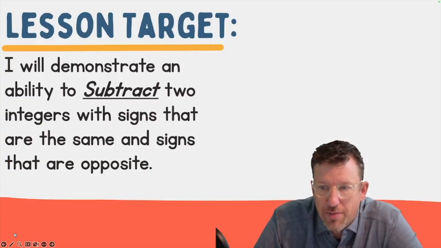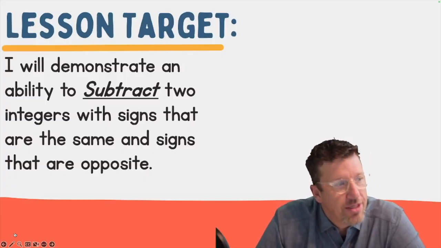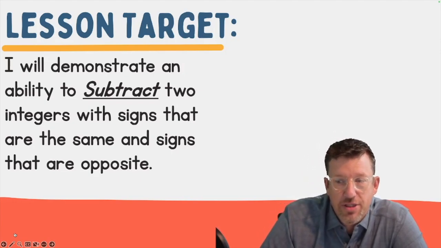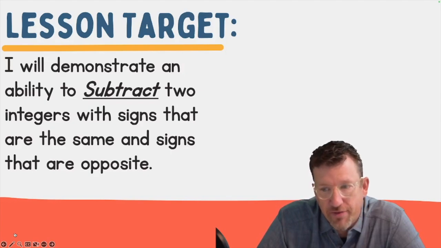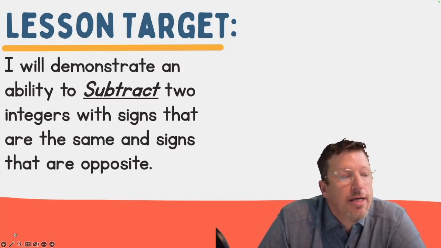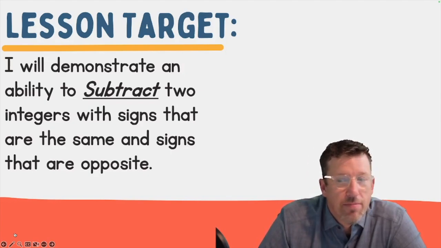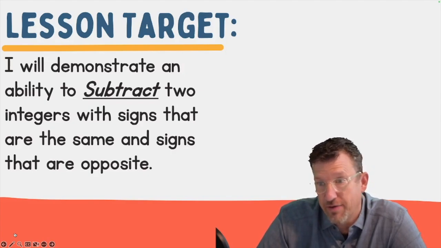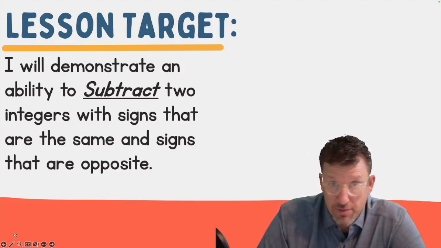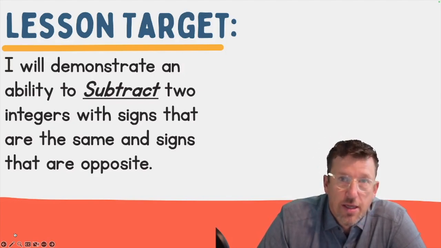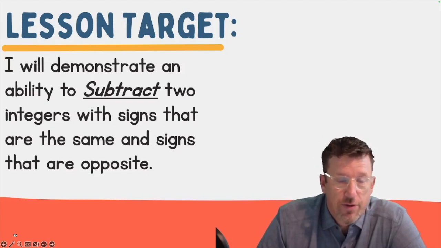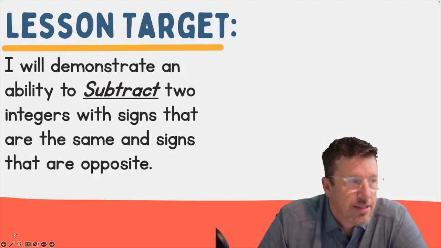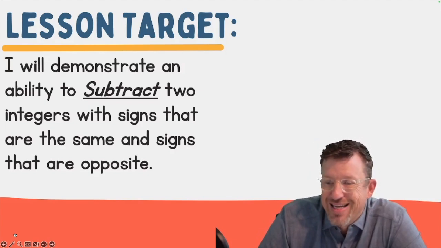Okay, today we're going to talk about you guys being able to demonstrate how to subtract two integers with signs that are the same and signs that are opposite. If you've already watched the addition one, you know that we've talked about the importance of understanding what integers are, which are your counting numbers, 1, 2, 3, 4, 5, 6, 7, 8, forever, 0, and your negative numbers, -1, -2, -3, -4, your negative counting numbers. So you notice I didn't put any fractions or decimals or radicals in there. That's what integers are. So let's rock and roll.